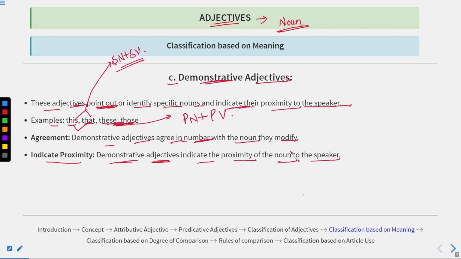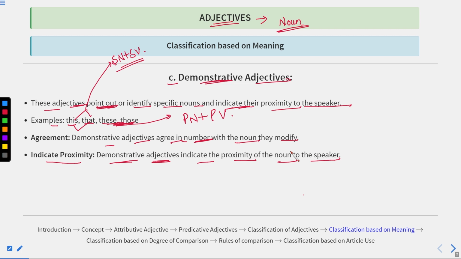It means when we refer to any noun, this and that or these and those actually indicate the number of nouns. For example, this and that are used for nouns which are singular, whereas these and those define the nouns which are plural. Also they show the position of these nouns. If something is near, we use this for that noun, and if something is far away from us, we use that.